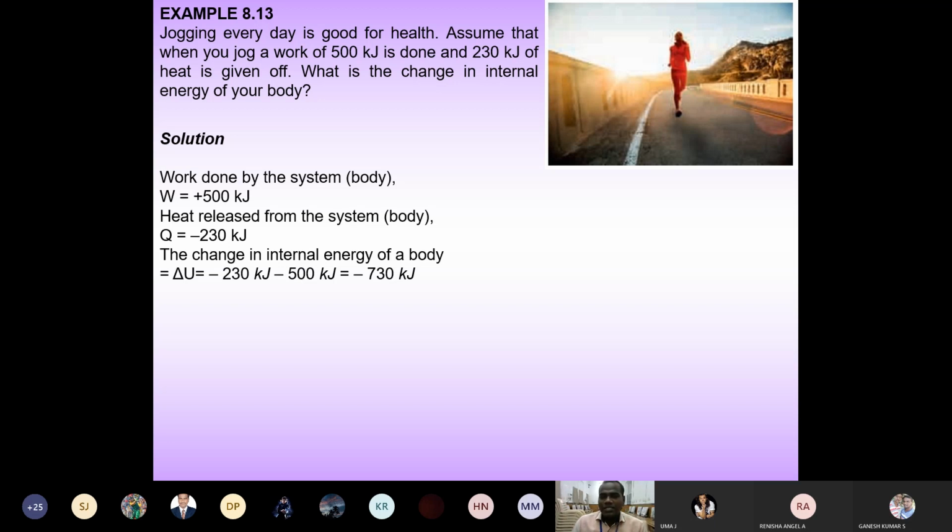So we are losing internal energy. Why are we jogging? To lose our fats, right? Because of the decrease in internal energy of our body, we can burn our calories. So we can use the first law of thermodynamics to solve these problems, right?